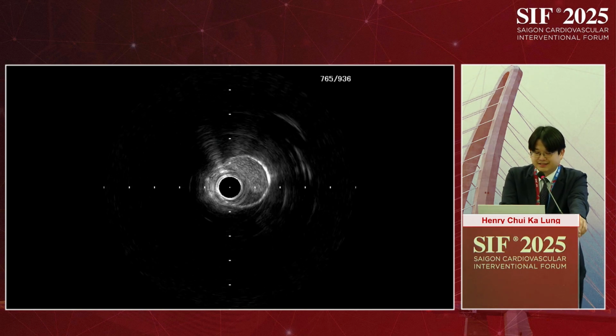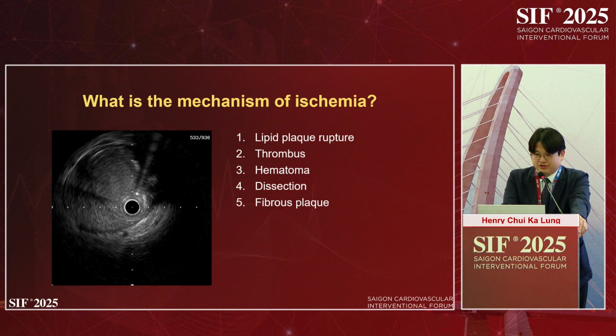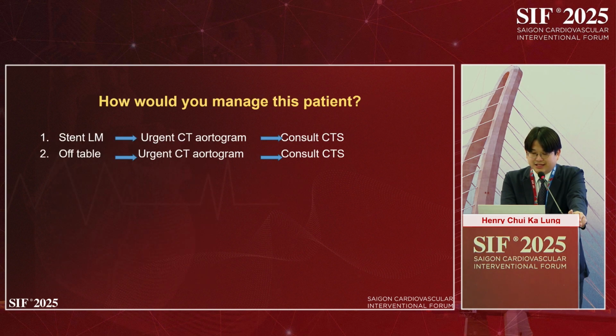So actually, this is a case of intramural hematoma, type A intramural hematoma or dissection. You don't know from IVUS imaging. You need to do other imaging modalities such as CT. And this is a type A intramural hematoma extending into the left main. And we thought about whether we stent the left main and then consult the surgeon, or whether we go off table, do the CT, and then consult the surgeon. But in the end, we chose the second option.